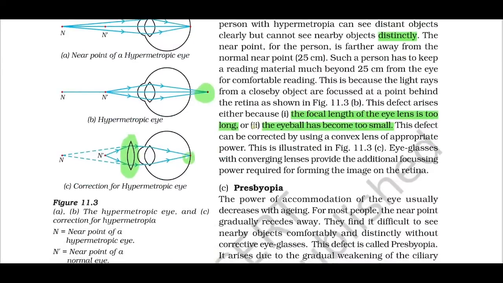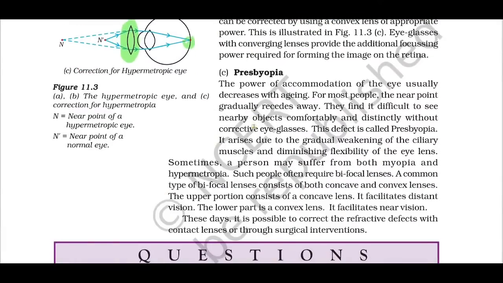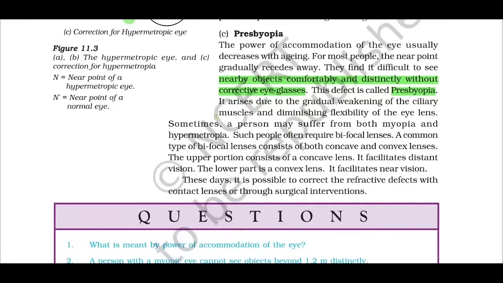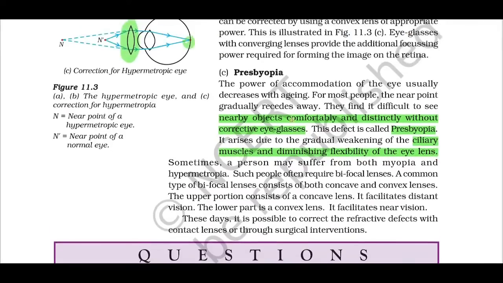The next important defect is presbyopia. The power of accommodation of the eye usually decreases with aging. Because of this, it is very difficult to see near objects as well as far objects properly. This condition is called what? Presbyopia. It arises due to the weakening of the ciliary muscles and the diminishing flexibility of the eye lens. The two reasons for presbyopia are the weakening of the ciliary muscles and the decrease in the power of accommodation of the eye.